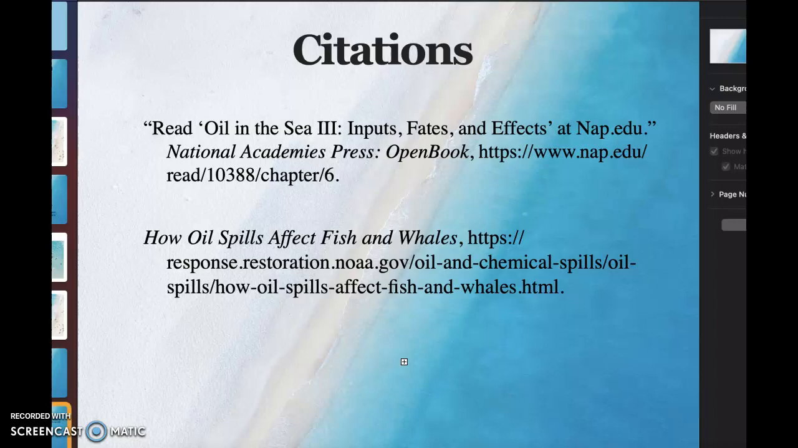And then of course the citations. These are the two articles that really helped me out in this presentation. And I really loved and enjoyed all of the facts in these two articles, and I really recommend them.